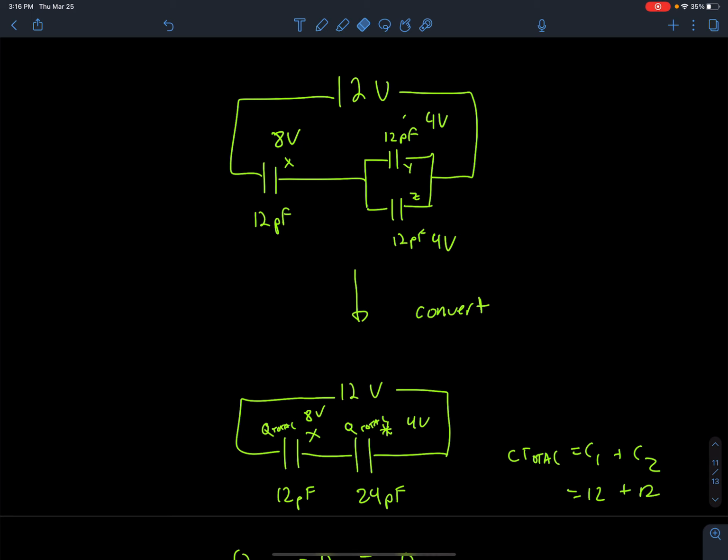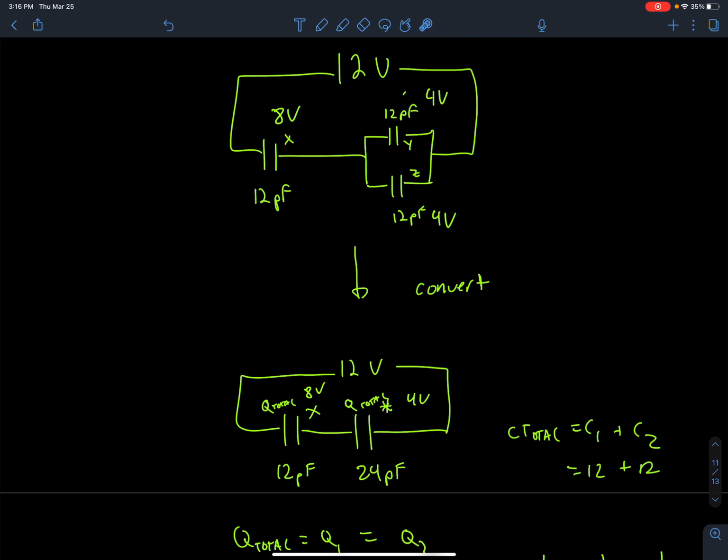And then to solve for the charge that is here, I should be able to get this no problem, okay, by solving this. So 4 volts times 12 picofarads would give me the charge on Y and Z, all right? And that's how you would go about solving this problem.